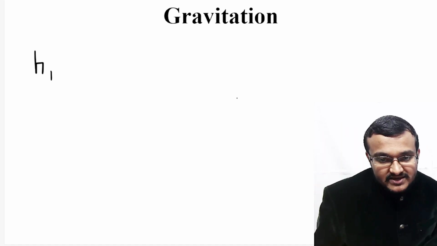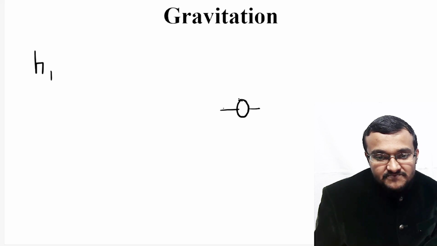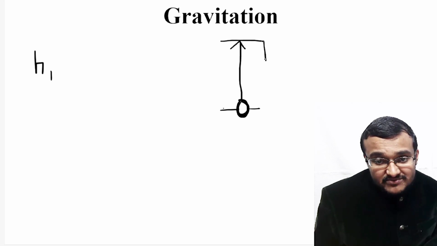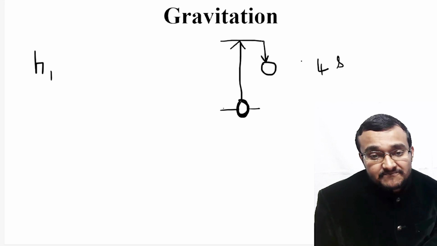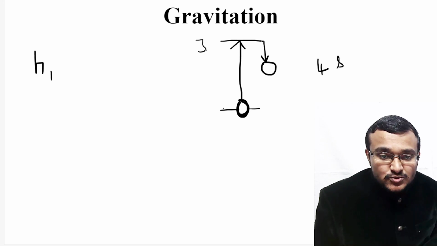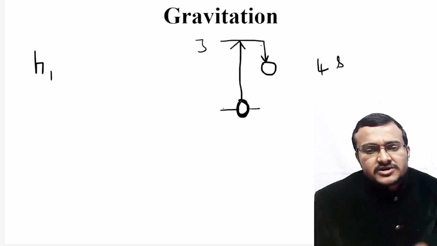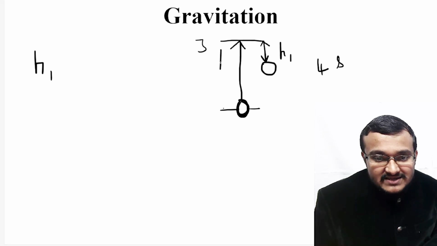So that means this particular ball has started from this particular position. It has reached the maximum height in 3 seconds and it has started falling down. Somewhere here when it reaches, it will be taking 4 seconds. So it has taken 3 seconds to reach the maximum height, and in another 1 second, this ball has reached this particular position. So this distance is h1 and this entire distance is h.